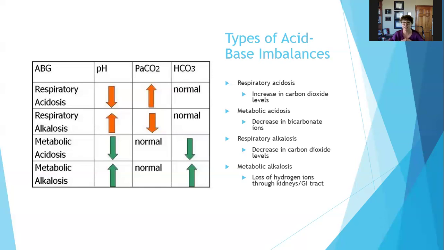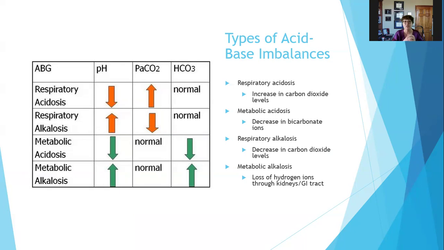We'll look at this in a couple different ways, including a case study, so hopefully it will make sense. But when you're in respiratory acidosis, your pH is low, your pH is down, and your carbon dioxide is up. When they're opposite, it's respiratory. So respiratory opposite. And bicarbonate ion is normal for respiratory.